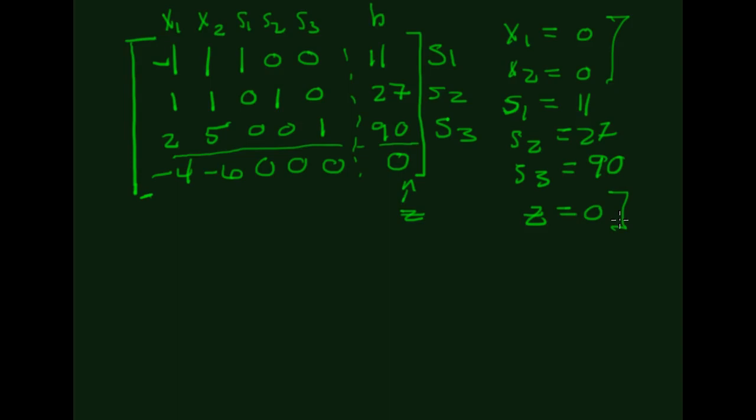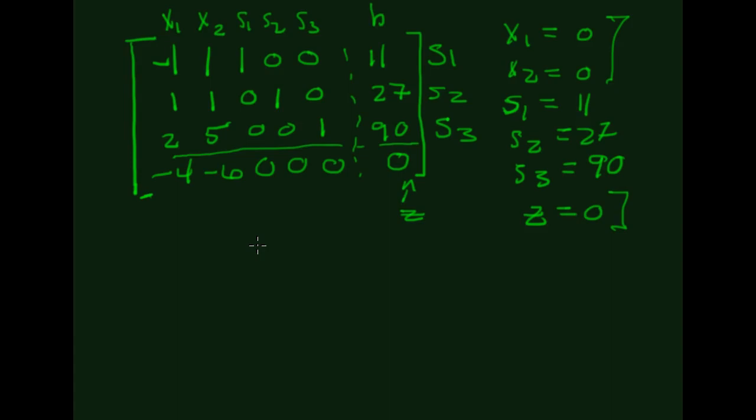But we're definitely not optimal. And here's how we're going to know if we are optimal or not. If there is a negative value left in the bottom row, we are not at an optimal position here. So since I have a negative 4 and a negative 6 down there, I know that I am not optimal. I have a way to go upward.